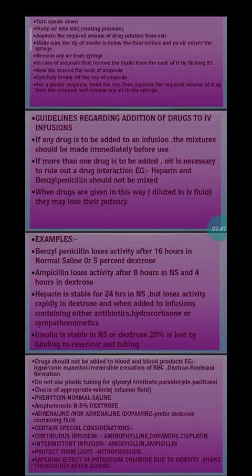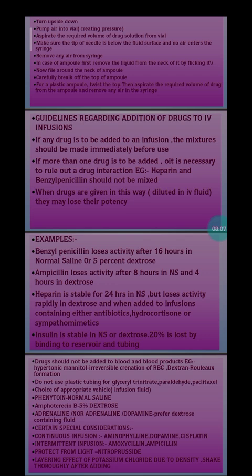Examples: benzyl penicillin loses activity. As already mentioned, heparin and benzyl penicillin should not be mixed. Why? Benzyl penicillin loses its activity after 16 hours in normal saline or 5% dextrose. Ampicillin loses its activity after 8 hours in normal saline and 4 hours in dextrose.